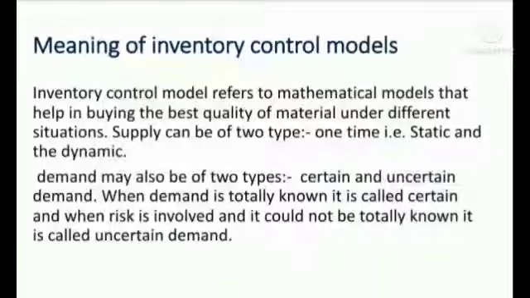Meaning of inventory control models. Inventory control model refers to mathematical models that help in buying the best quantity of material under different situations. Supply can be of two types, one time, i.e. static, and dynamic. Demand may also be of two types, certain and uncertain demand. When demand is totally known, it is called certain, and when risk is involved and it could not be totally known, it is called uncertain demand.